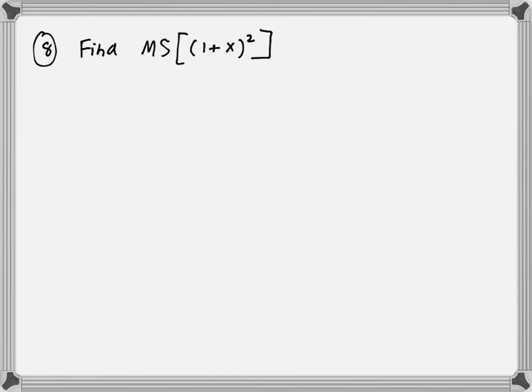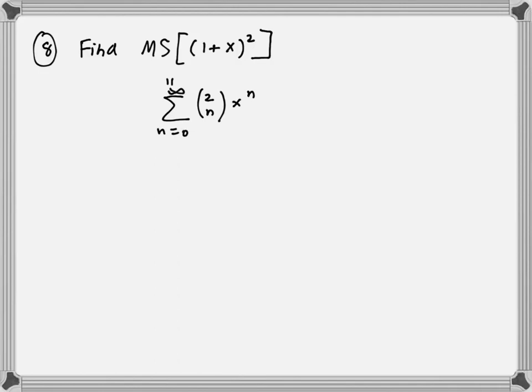Maclaurin series for (1 + x)^2. Okay, so remember, we already have a formula for this. In this case, k is 2, right? And so this is going to be, we're just going to write 2 choose n, and then x to the n.